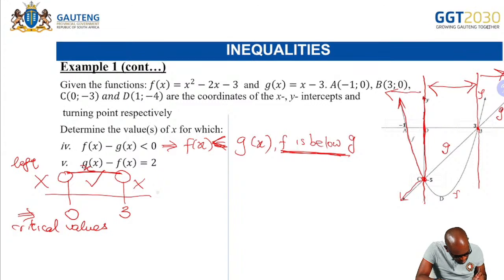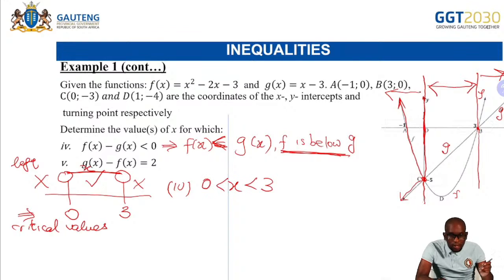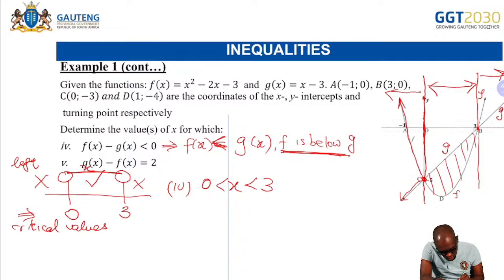So we're going to have that x is trapped between 0 and 3, because this is the region we are interested in, where the straight line is above the parabola. Right, now let's look at this one now.